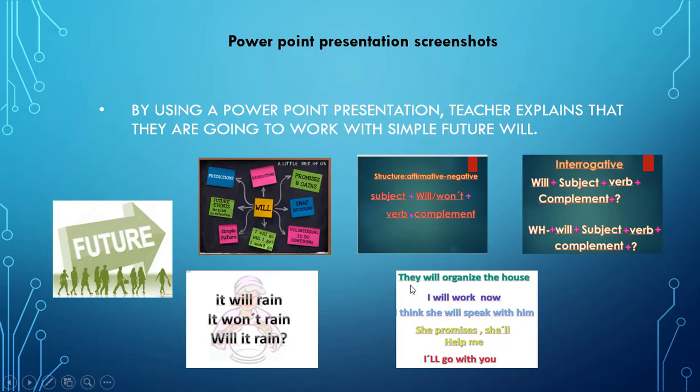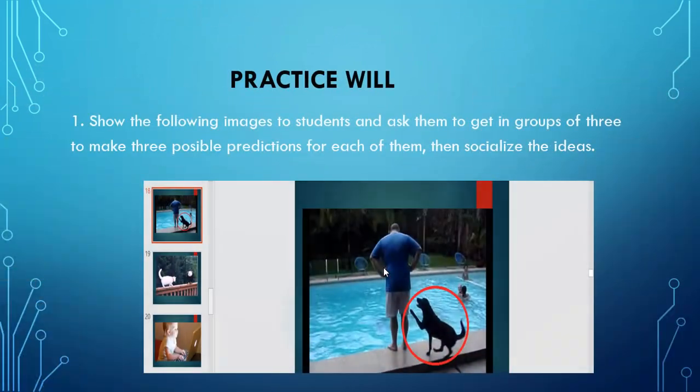And the second step in the plan is the practice. For doing so, the teacher chose three different images for the students, as you can observe in this presentation. In groups of three, the students write three possible predictions, which are logical for each of them. Then they socialize the ideas with the group.